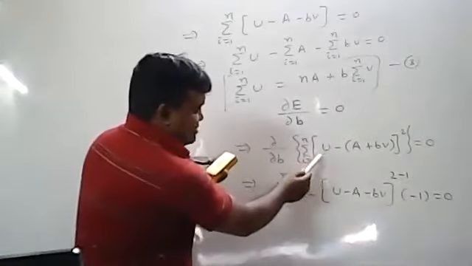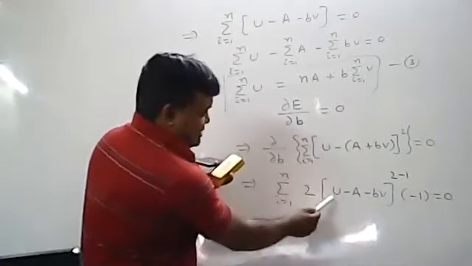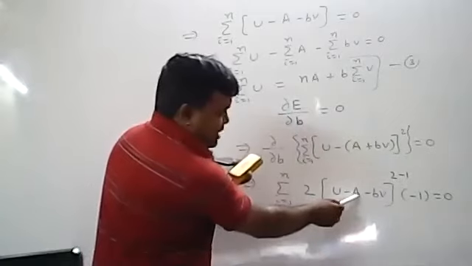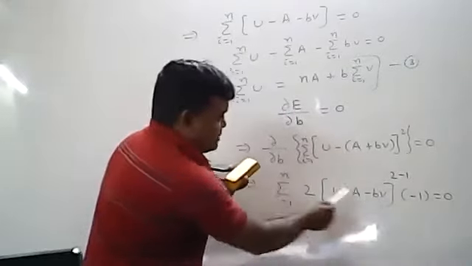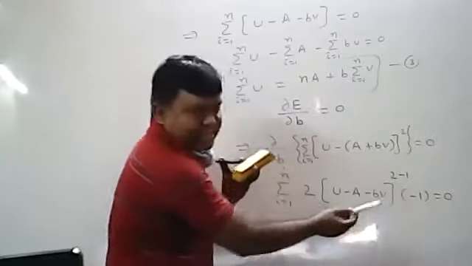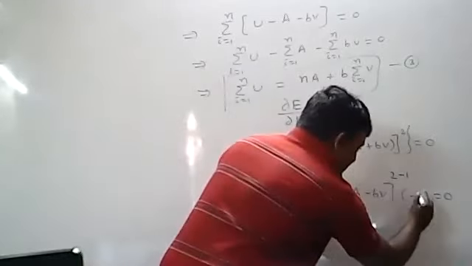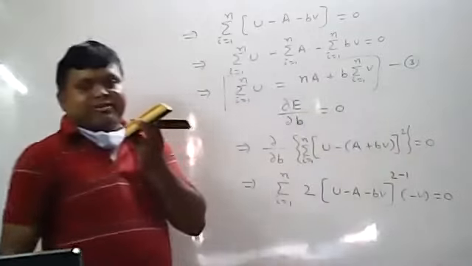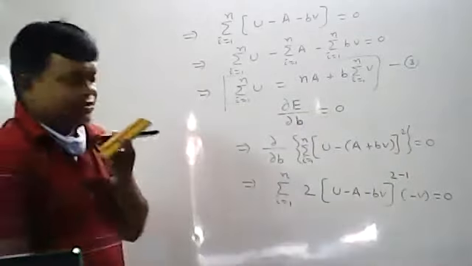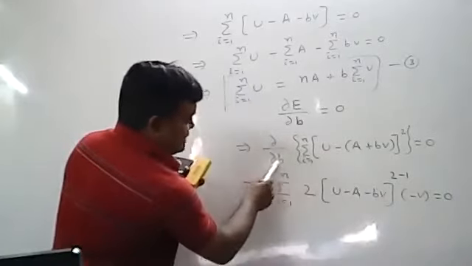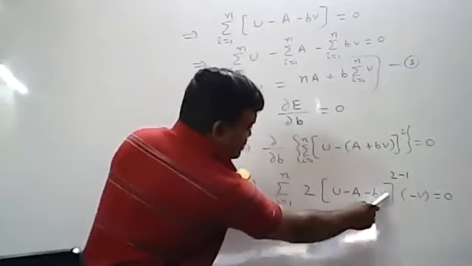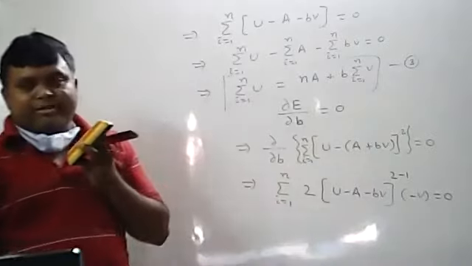Now see, here b is not there, partial differentiation is 0. Here b is not there, partial differentiation is 0. Here bv is there. Minus bv with respect to b, what will you get? Minus v. b means 1, so 1 into minus v. So minus v you will get, in place of 1.